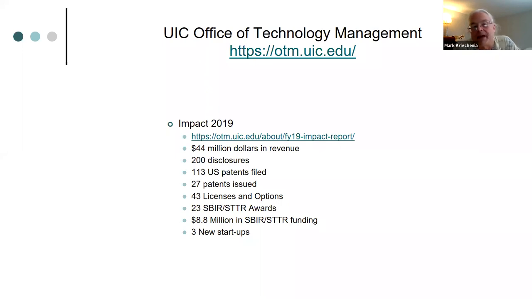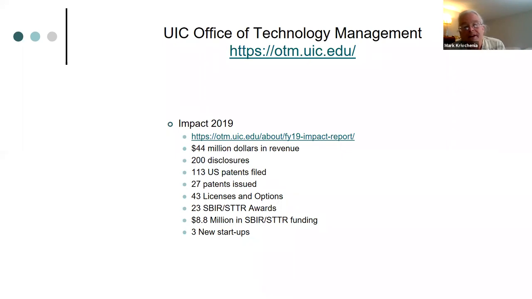Our office made $44 million for the university in 2019. I think we made $50 million this year. We get over 200 disclosures a year from our faculty and students. We file about 113 patents, and we had about 27 patents issued last year and this year. We license and option them to companies, about 43, all in 2019. We have 23 SBIR, STTR awards, which are small business grants that fund research. We got about $8-9 million in funding for SBIR grants, and we had three startups in 2019 at UIC.